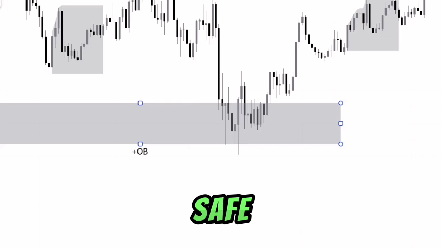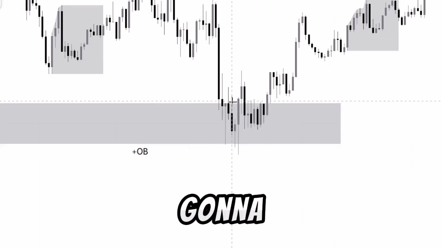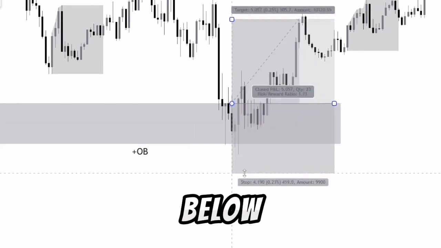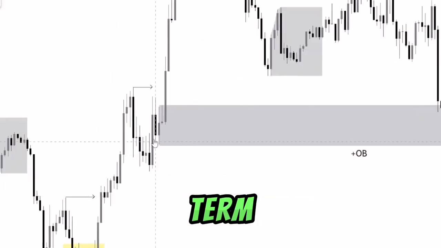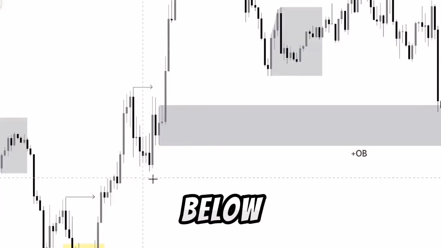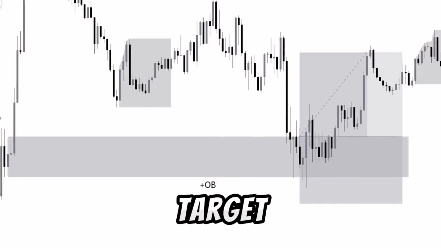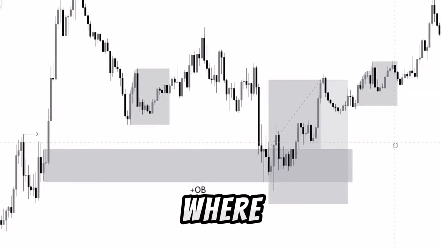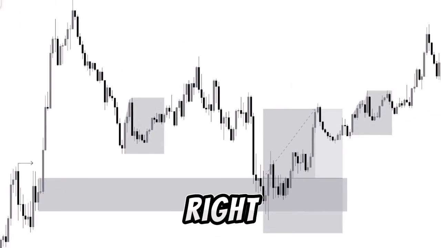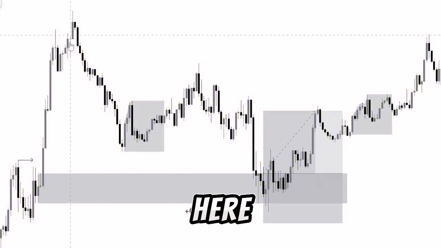A safe place to keep your stop loss is just below the intermediate term low over here, right? If you have your stop loss just below this intermediate term low, where do you want to target? That's the next question, right? 1 to 2 is a minimum, but where would you want to target? What do we have up here?